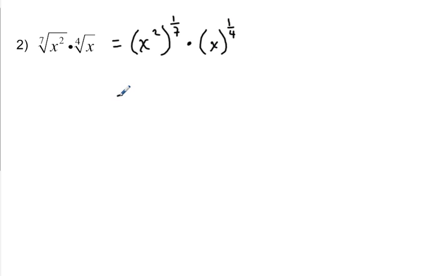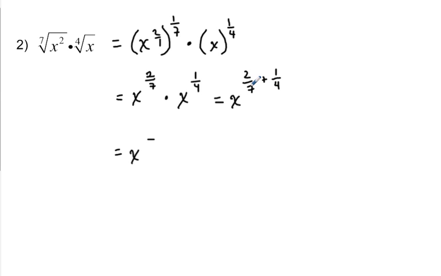Our next step is to multiply these two exponents. So we have x to the 2 over 1 times 1 over 7, which is 2 over 7, and we'll multiply that by x to the 1/4 power. Since these have the same base, we add the exponents. So we have x to the 2/7 plus 1 over 4. We can't add these exponents the way they are right now, so we need a common denominator, and the common denominator of 7 and 4 is 28.